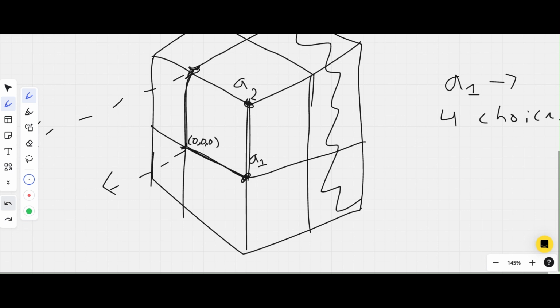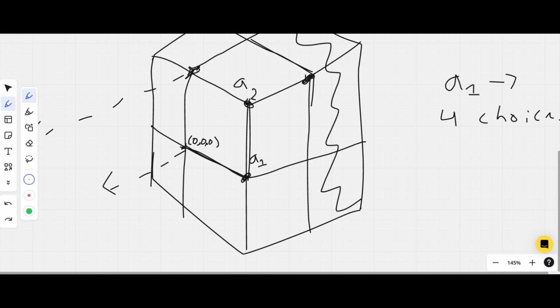I can move in 3 directions. But if I move to this point here, I only have 2 ways. I can only move here or here. And same thing if I go out to this point. I also only have 2 ways again. I can either go here or I can go down. So we have to account for that in our probability.